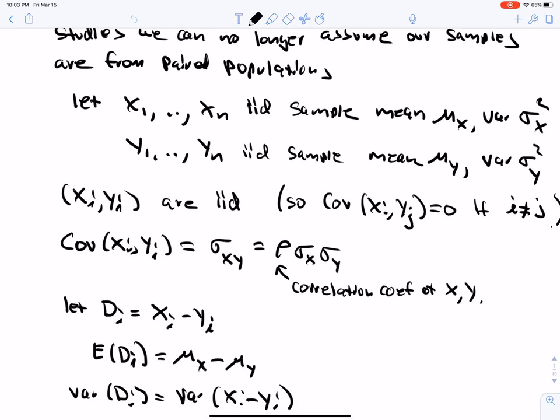So we're going to have x1 to xn IID, mean mu x, variance sigma squared x, y1 to yn IID, mean mu y, variance sigma squared y. So these xi, yi's are IID pairs. The covariance of xi, yj is 0 if i is not equal to j, since in that case they're independent. And the covariance of xi, yi, which we'll write as sigma xy, is by definition the correlation coefficient of x and y times sigma x sigma y.